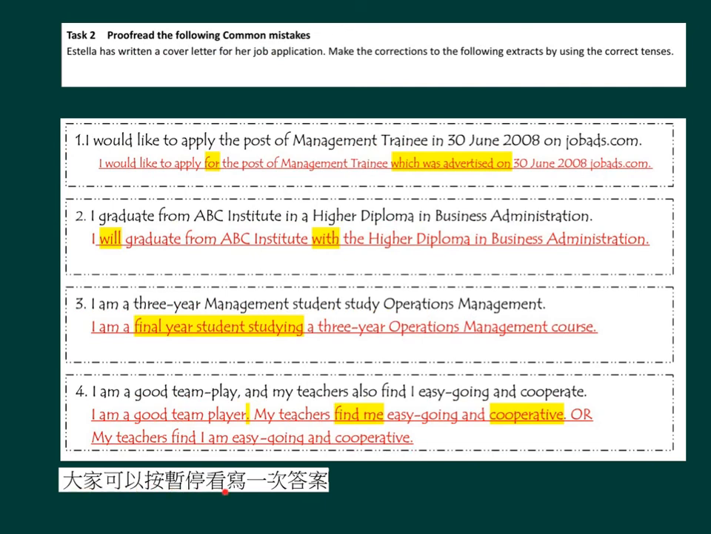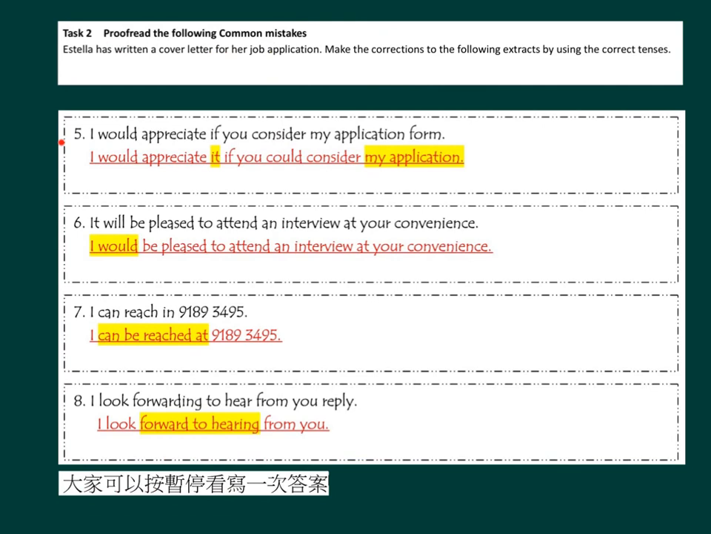Number 5. I would appreciate if you consider my application form. Correction. I would appreciate it if you could consider my application. Number 6. You will be pleased to attend interview at your convenience. Correction. I will be pleased to attend interview at your convenience. Number 7. I can reach in 918-93495. Correction. I can be reached at 918-93495. Number 8. I look forward to hear from you reply. Correction. I look forward to hearing from you.